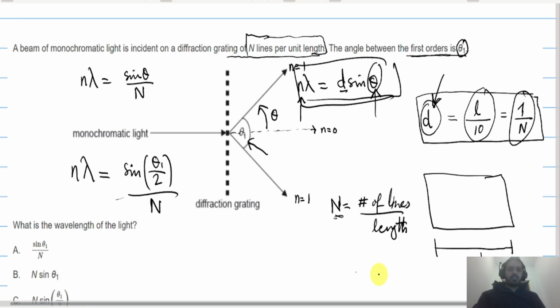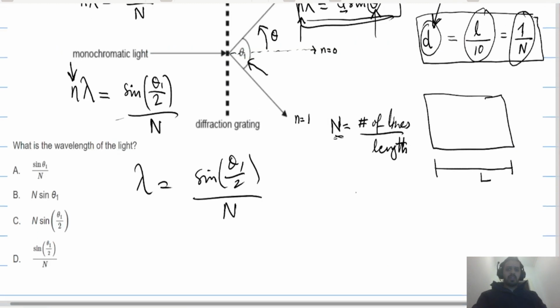So if you rearrange this equation for lambda, by the way, what do you think this lowercase n should be for this question? Since we are working with first order maxima, n will just be 1, and we don't need to move it to the other side. It will just be multiplied with lambda. Lambda times 1 is just lambda. And lambda will be sine of theta 1 divided by 2, over capital N. So you can see it is option D.